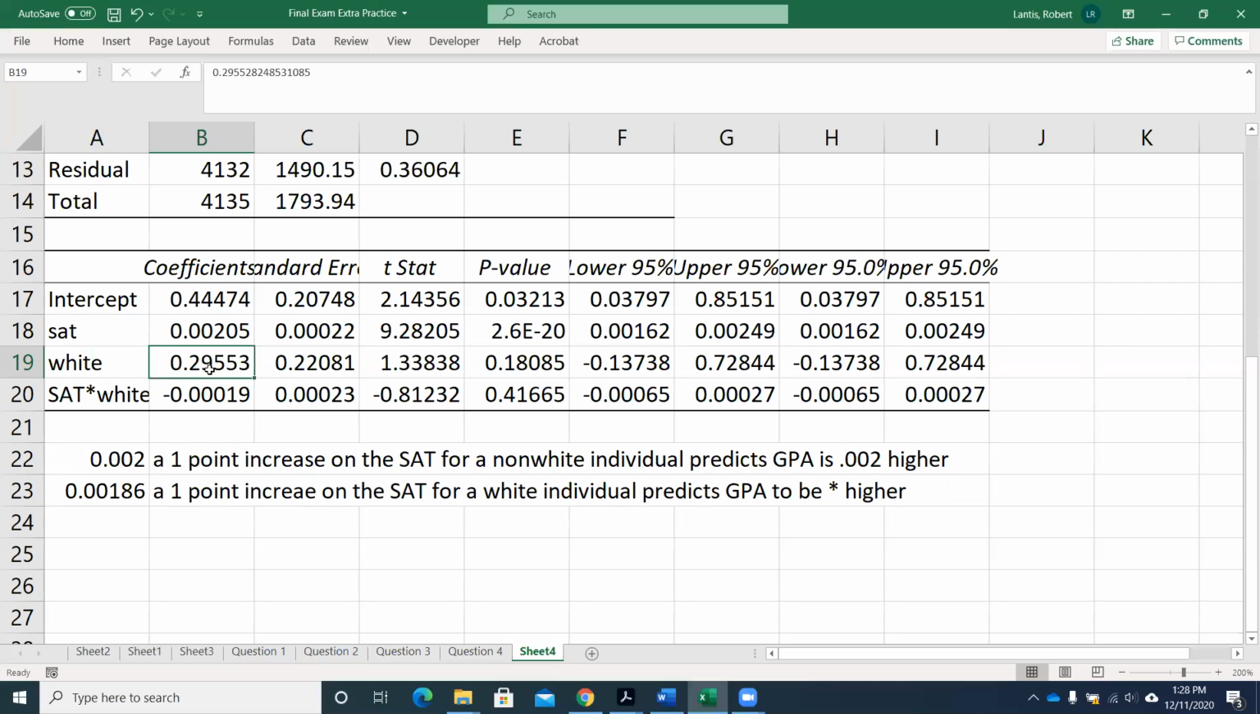But once again, that's the interpretation. If we ask whether that is statistically significant, well, that p-value is 0.18, so no. We fail to reject the null, which is that the coefficient is equal to 0. So really, at any significance level, we can't say that there's any impact of race on predicting GPAs.